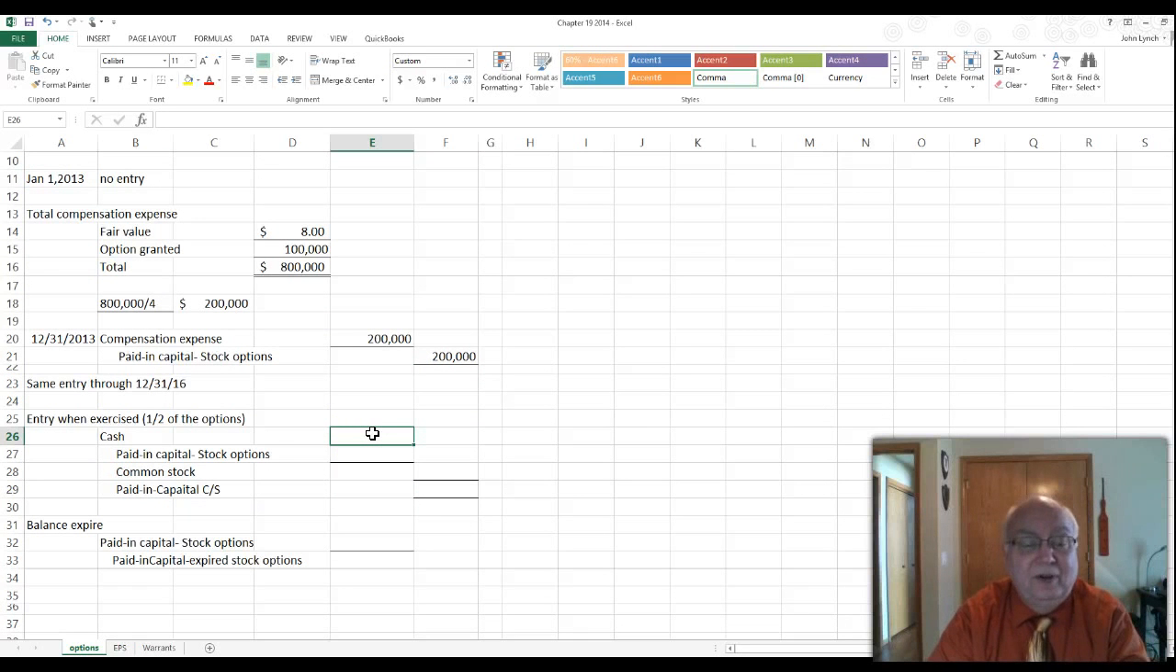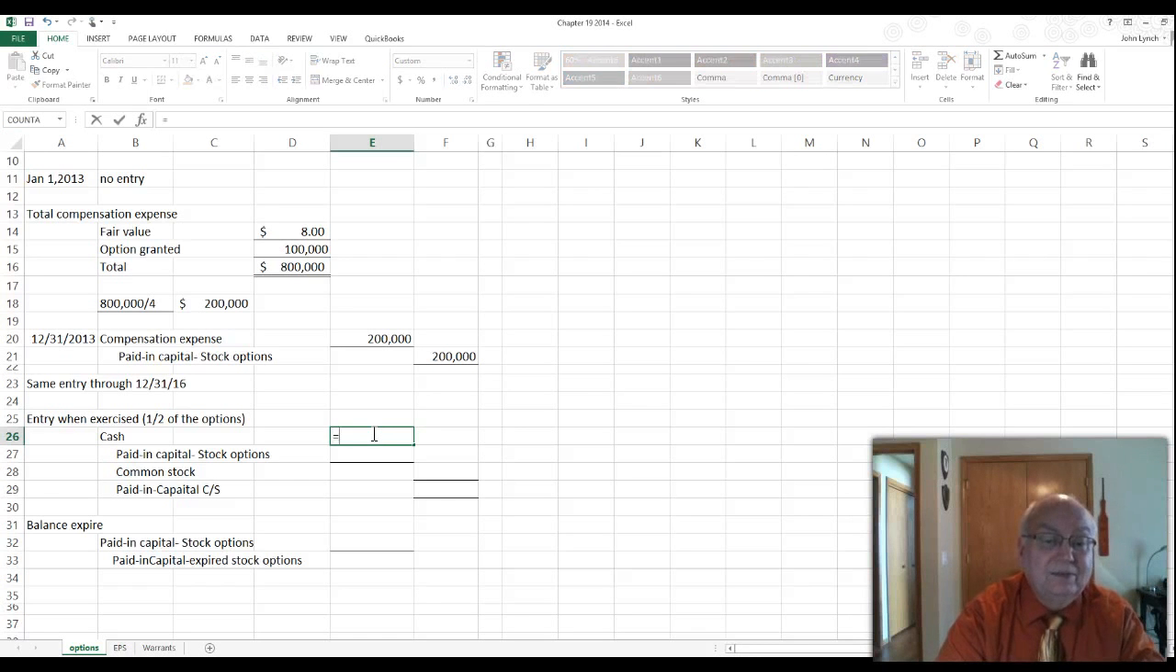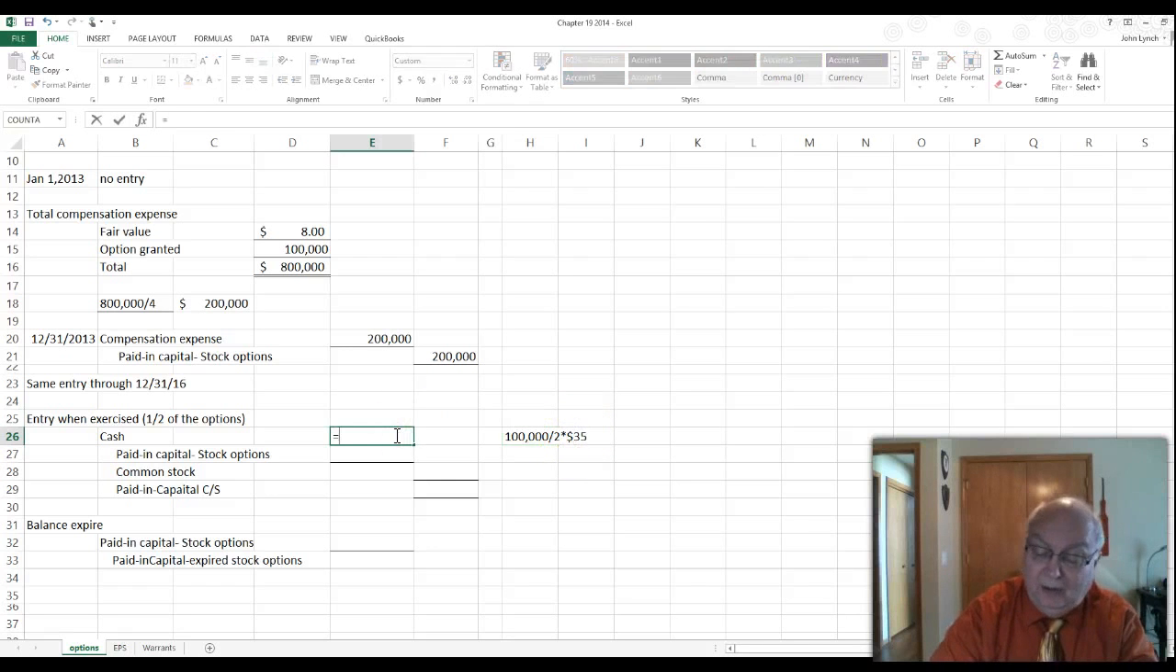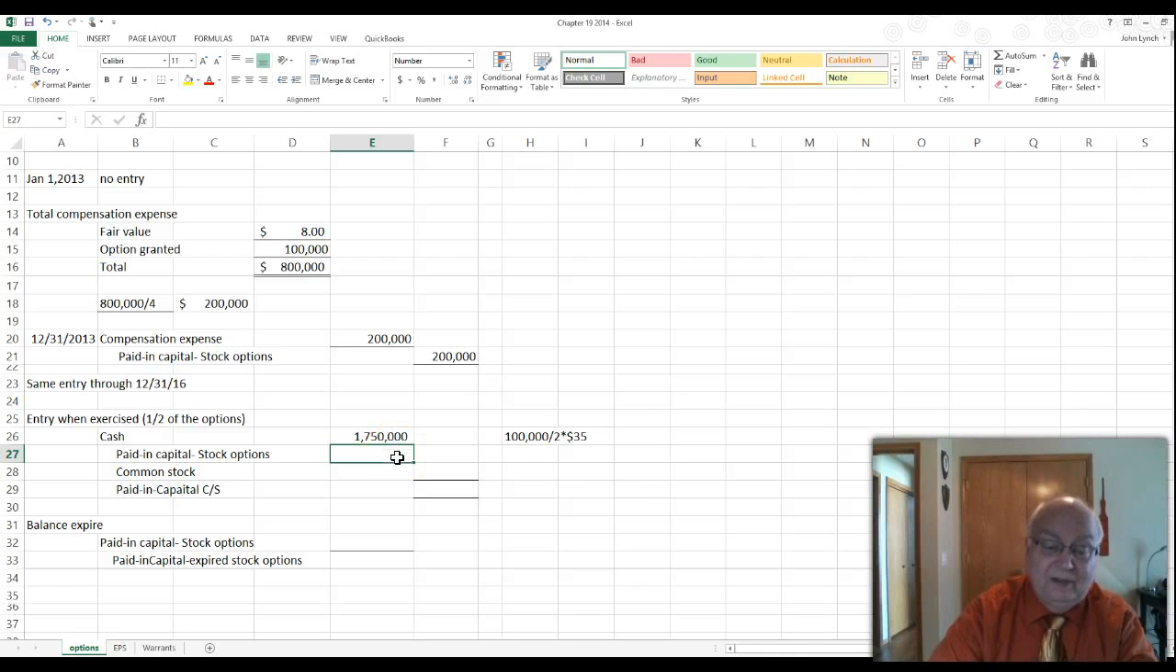Okay, when they start exercising the options, we're not going to do it each time. We're just going to say at the end of the period they exercised half of the options. So the cash actually paid in, I want to do it this way first. The cash actually paid in would be the 100,000 shares of options divided by 2, because we said it was times a half, times $35. So over here you'd have the 100,000 divided by 2 times 35, or 1,750,000.